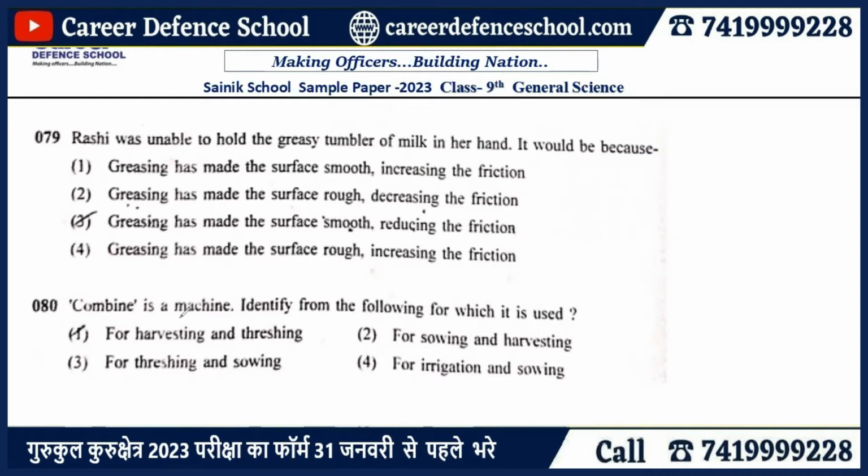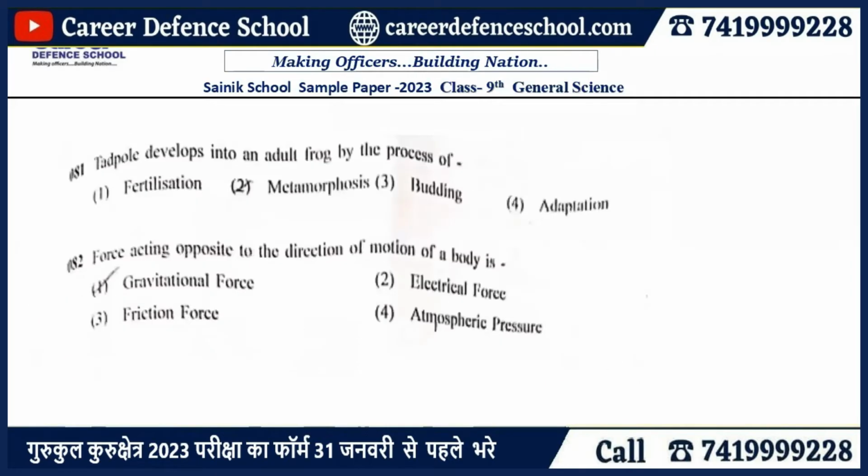Combine is a machine. Identify for which of the following it is used. For harvesting and threshing. Next, for sowing and harvesting. For threshing and sowing. For irrigation and sowing. So the first option, harvesting and threshing, is the correct answer for this question. Okay, let's move on to the 81st.